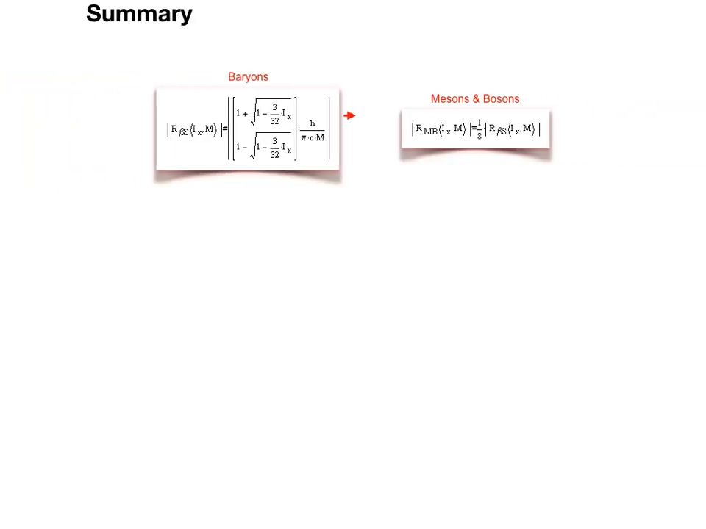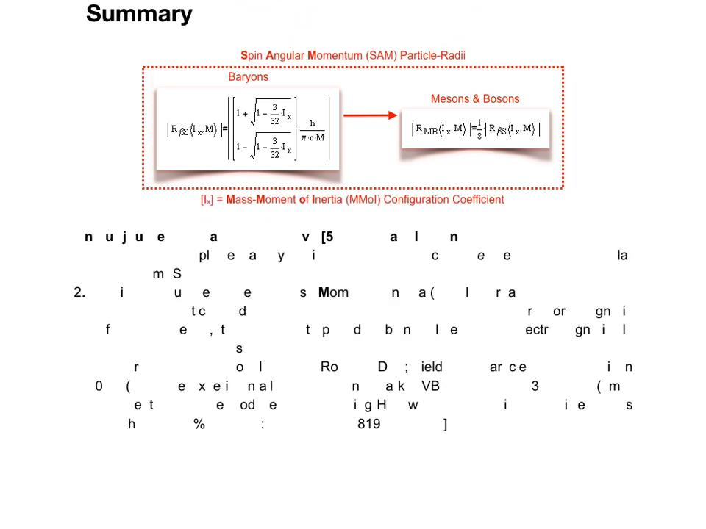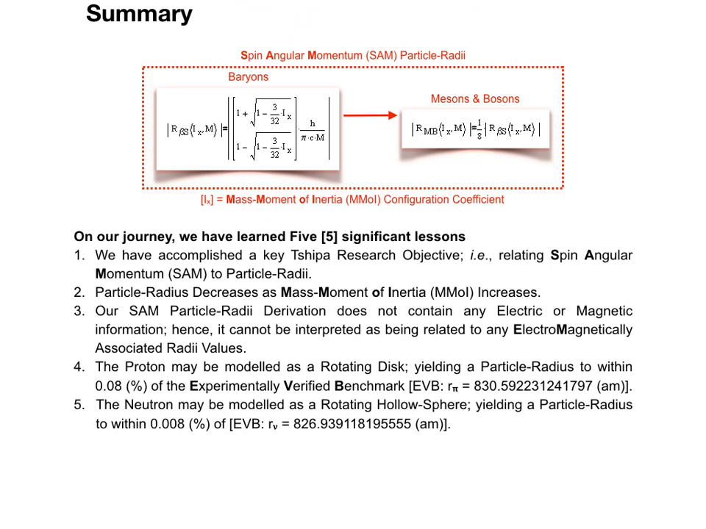Okay, let's now summarise what we have learned. On our journey, we have learned 5 significant lessons. Number 1, we have accomplished a key Tshipa research objective, that is, relating spin angular momentum to particle radii. Number 2, particle radius decreases as mass moment of inertia increases. Number 3, our spin angular momentum particle radii derivation does not contain any electric or magnetic information, hence it cannot be interpreted as being related to any electromagnetically associated radii values.